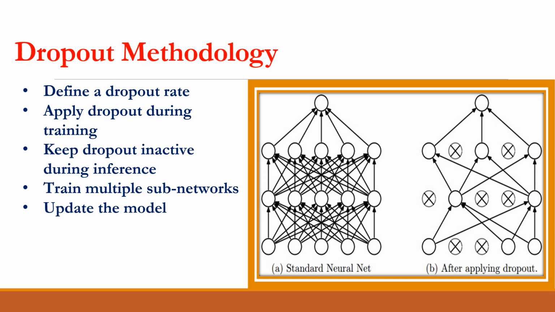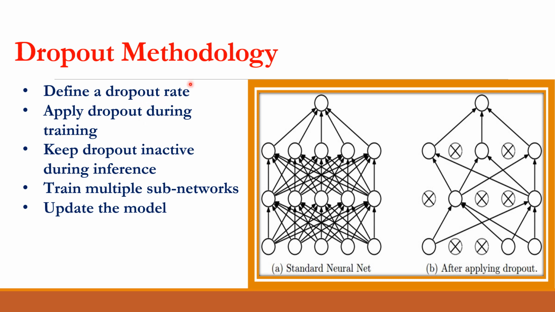Now, what about its methodology? The methodology involved in dropout is relatively simple but yet powerful. This idea was first introduced by Geoffrey Hinton and his colleagues in 2012 in a paper titled Improving Deep Neural Networks by Preventing Co-Adaptation of Feature Detectors. The key steps involved in implementing dropout are as follows.